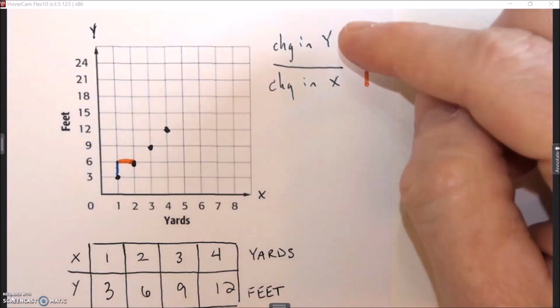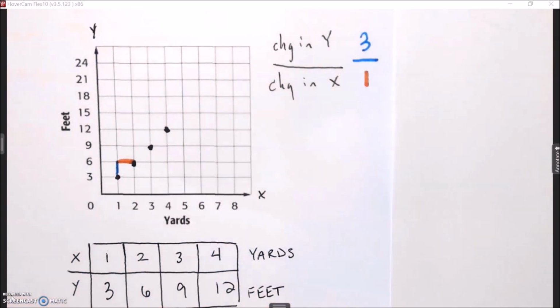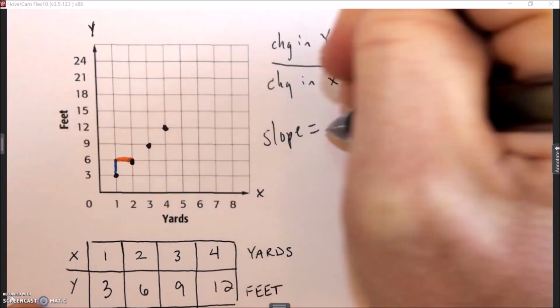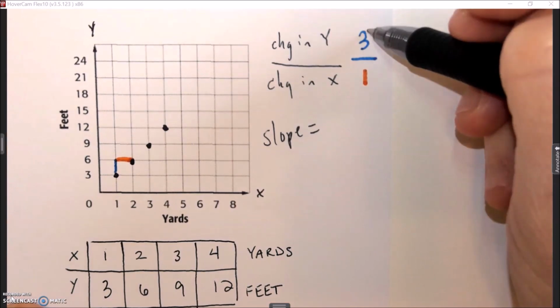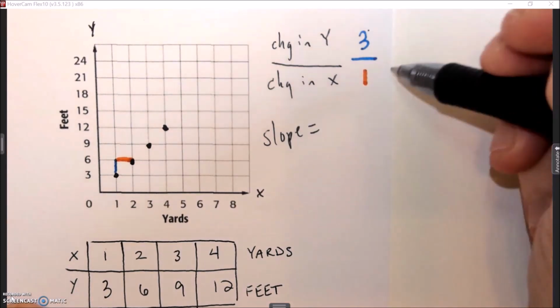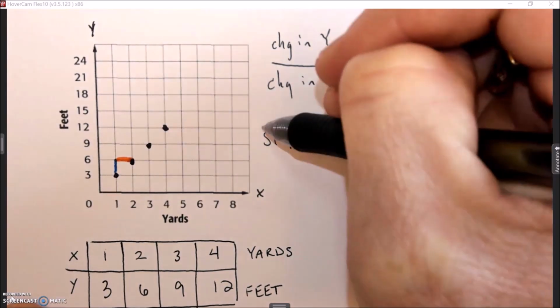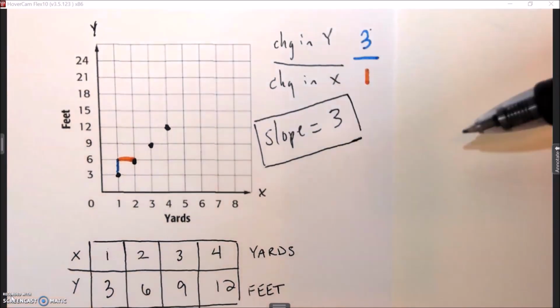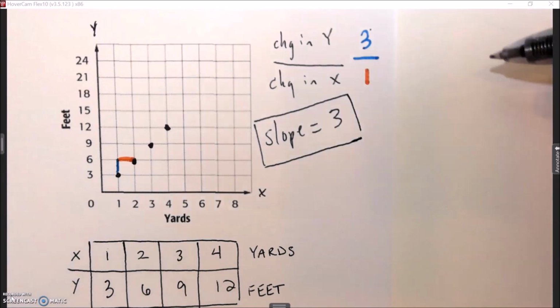Guys, the change in y over change in x, that is our slope. However, you've got to simplify this. 3 over 1. What is 3 divided by 1? 3. Ladies and gentlemen, that is your slope. You just discovered your slope.